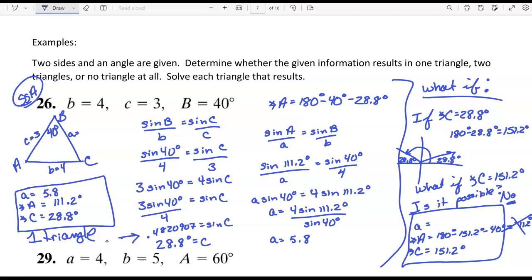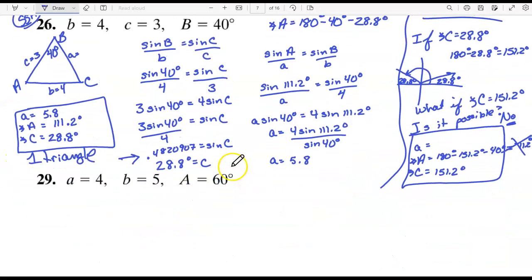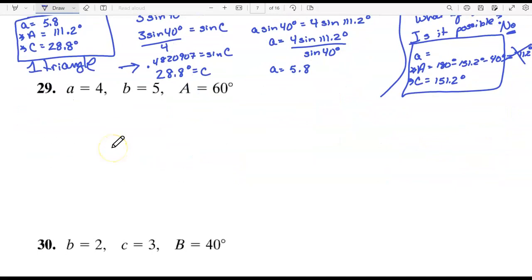And this is the triangle. A is going to be 5.8. Angle A is 111.2. Angle C is 28.8. So you always got to think about, if it's side-side-angle, are there more than one possibility? Let's look at the next one. And this is where you may want to try it, come back, and check your answer.